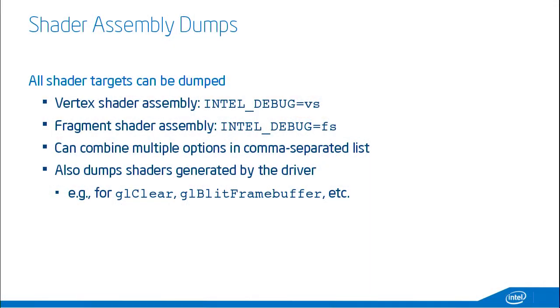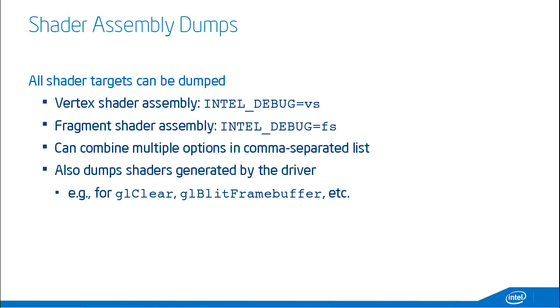So if your application is already set up to get performance warnings through ARB debug, you're automatically going to get these. This just makes it get dumped to standard output. In addition, you can view the assembly output for vertex shaders or fragment shaders, and you can combine these. So if you say Intel debug equals vs, fs, perf, you'll get all of it. You'll get the assembly of the vertex shaders, the fragment shaders, and all the perf warnings.